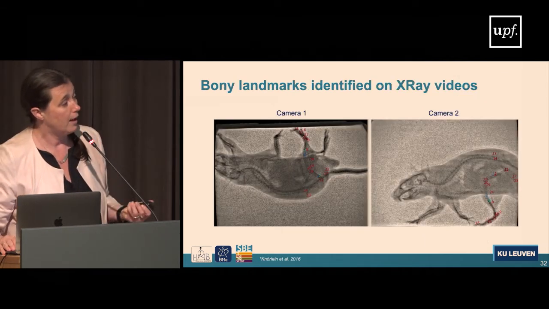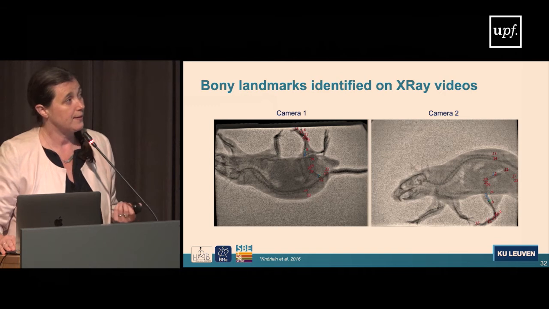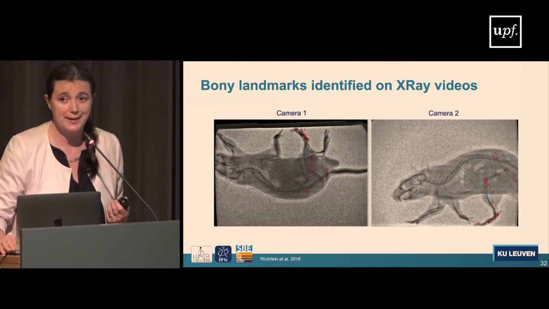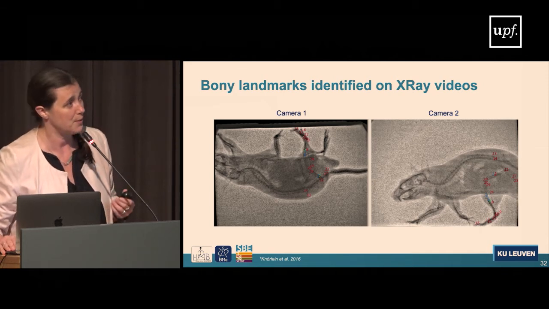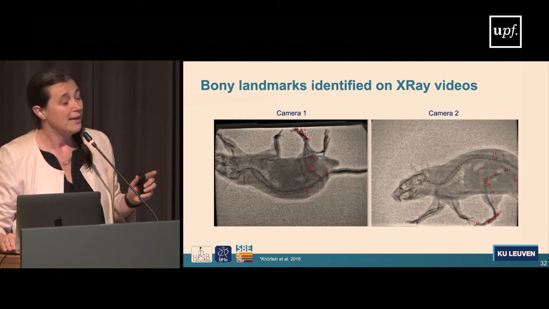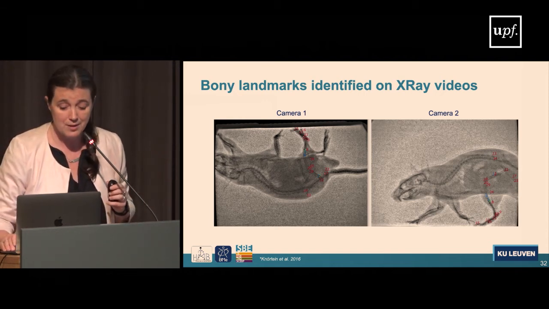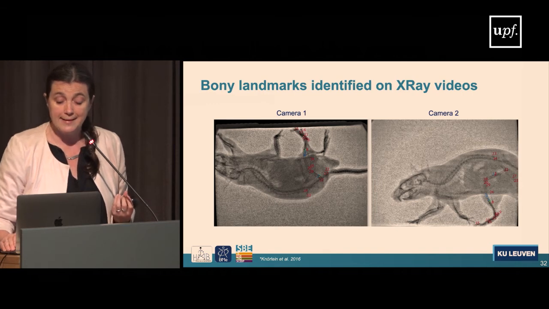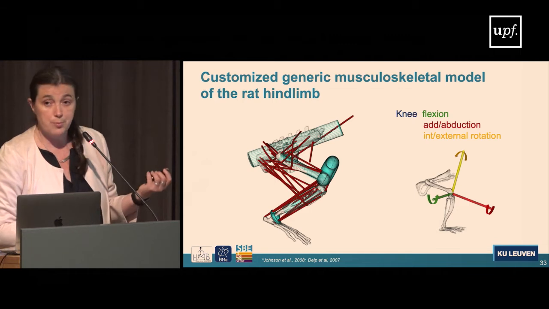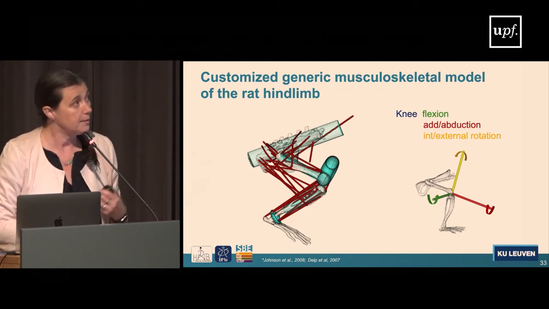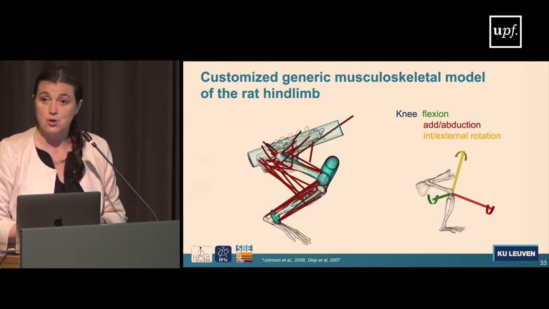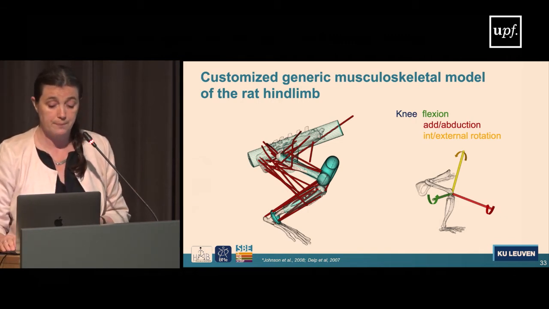We then took the X-rays and we identified the different landmarks. This is a very tedious work, but fortunately we have machine learning that can help us out there. It's not perfect yet. We still involve a lot of master students there, but by combining the coordinates of the different landmarks, we can come to 3D coordinates, and these we can then use in combination with our musculoskeletal model. This is a published musculoskeletal model of a rat hind limb in which we have now accounted for the 3 degrees of motion in the knee joint, as we would do in the human joint.